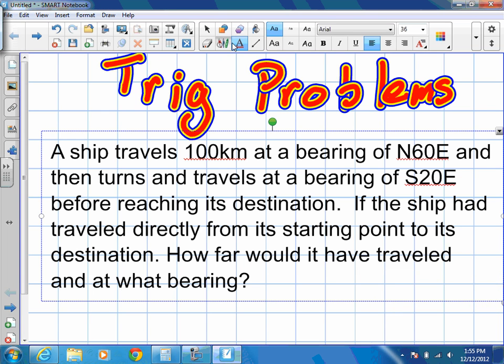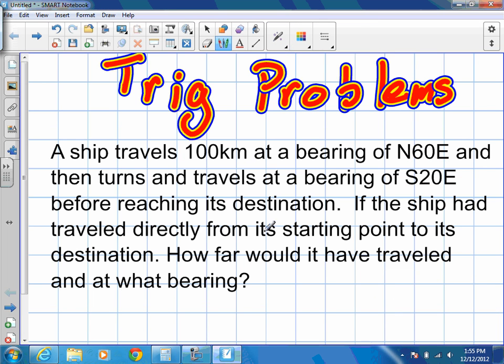Okay, today we're working on trig problems, okay? Now, just like any problem-solving question, we're going to read through it once, then go back and read through it a second time, get important information out of this, and then create a diagram to help us make sense of this.